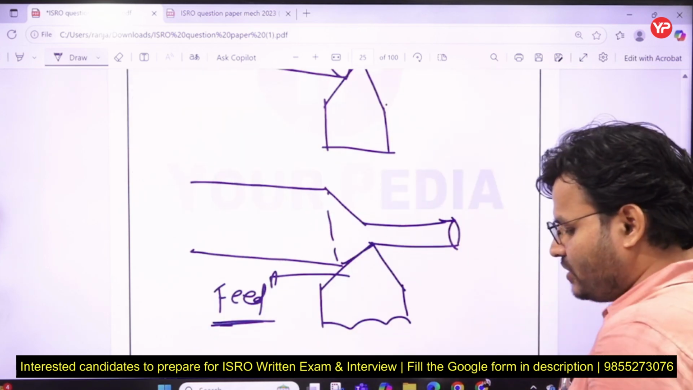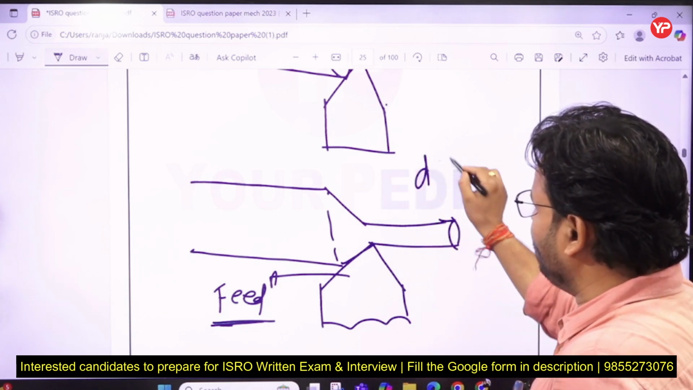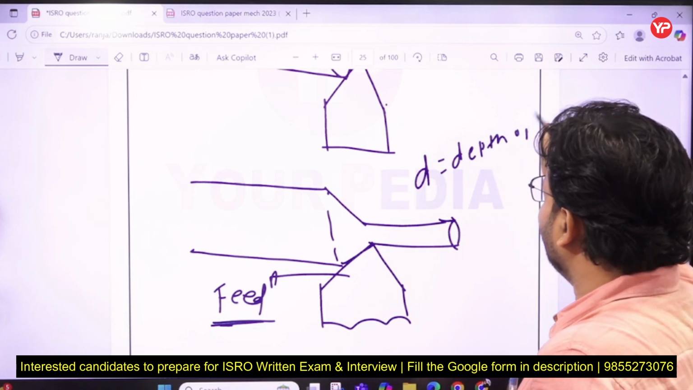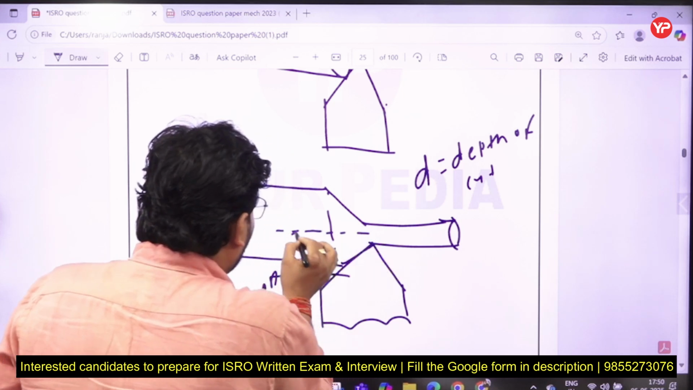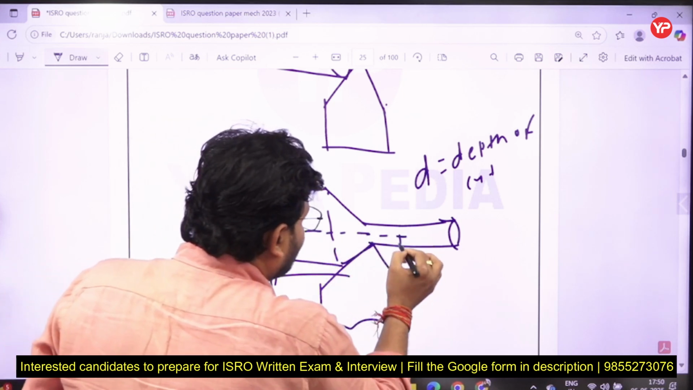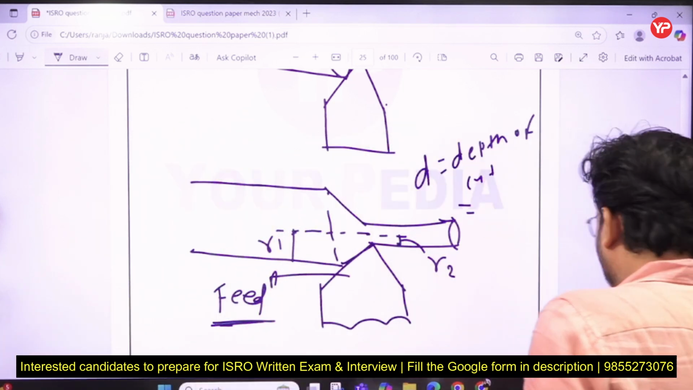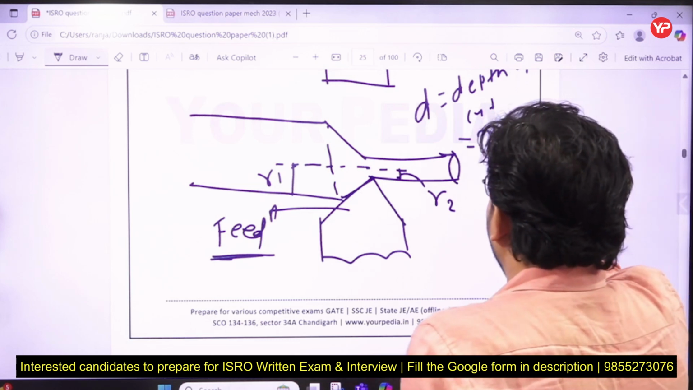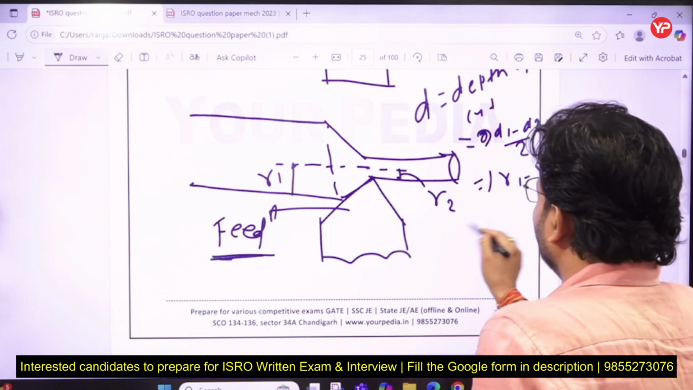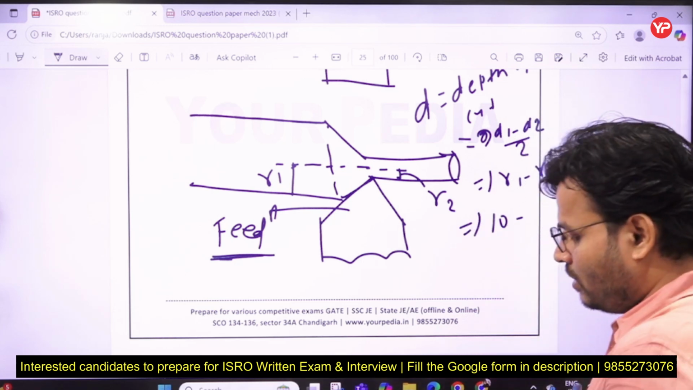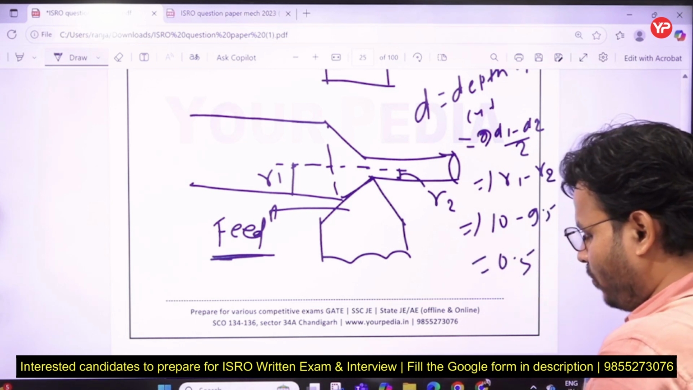First of all, tell me, my dear friends, what will be the depth of cut? Let's assume this is R1, and after the cut, this is R2. So the depth of cut will be R1 minus R2, or D1 minus D2 upon 2. Here R1 is 10 and R2 is 9.5, so it is coming out to be 0.5.